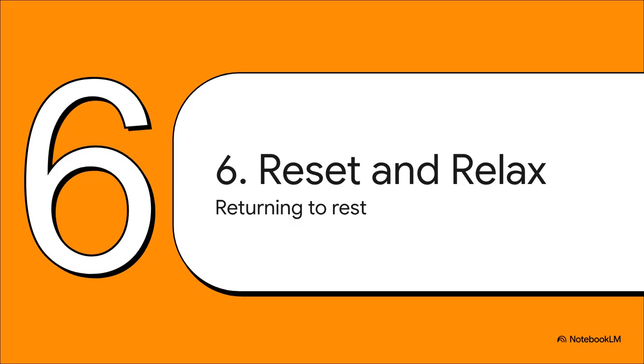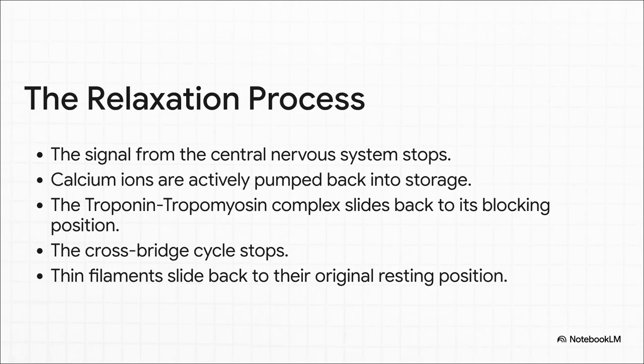So what happens when the job is done? The muscle has to be able to relax and get ready for the next command. Well, it's pretty straightforward, really. The entire process just reverses itself. The nerve signal stops, that calcium key gets actively pumped away, put back into storage for next time, and without calcium, that troponin-tropomyosin guard dog complex slides right back into place, relocking the binding sites. The cross-bridge cycle grinds to a halt. The filaments slide back to where they started, and just like that, the muscle is relaxed.